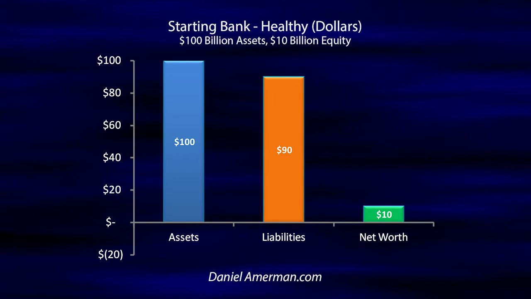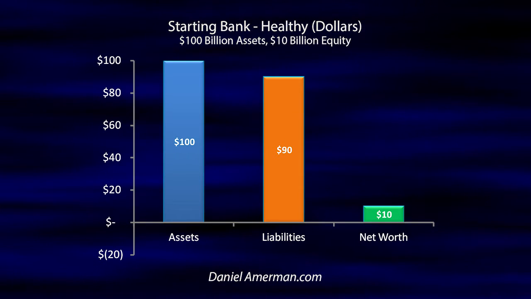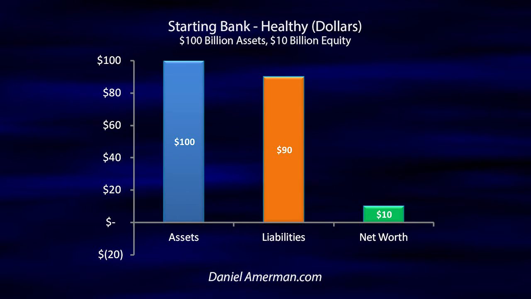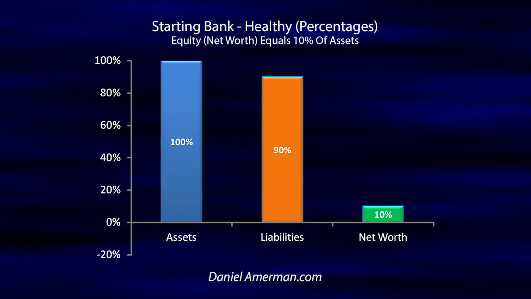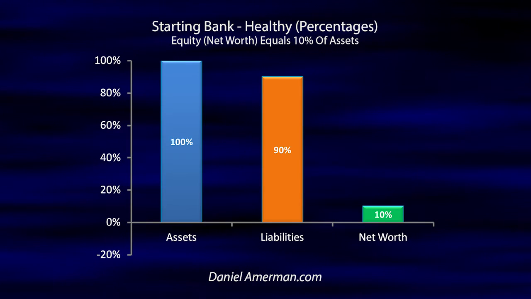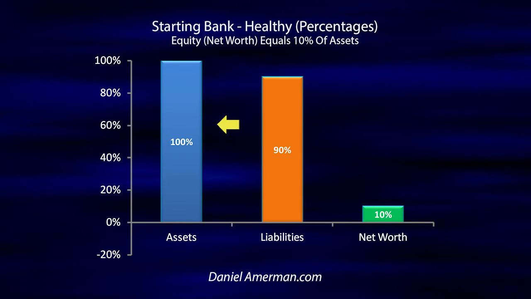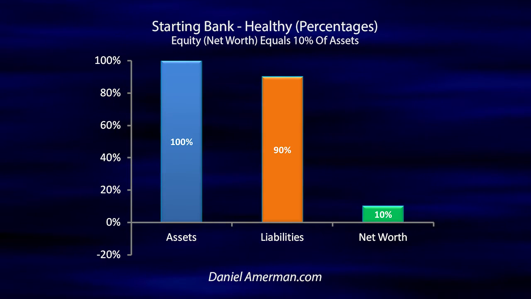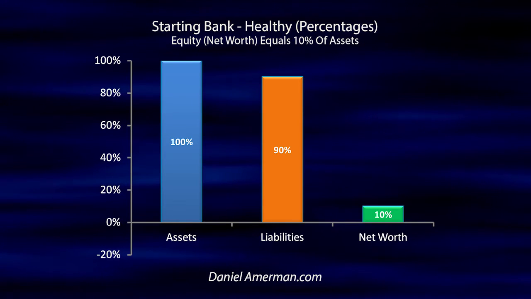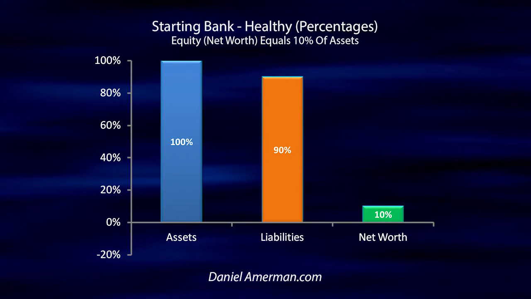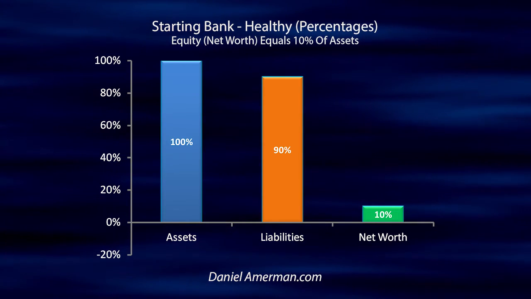And what really matters from a regulatory perspective when we're looking at the safety and health of a bank is not so much the dollars but the percentages. So the way we would look at this healthy bank before anything happens is that the assets are equal to 100%. The liabilities are equal to 90% of those assets. So we have a healthy 10% equity ratio or net worth ratio.